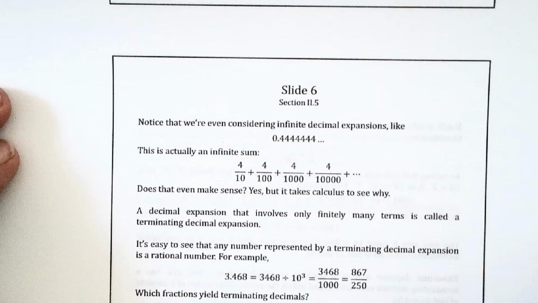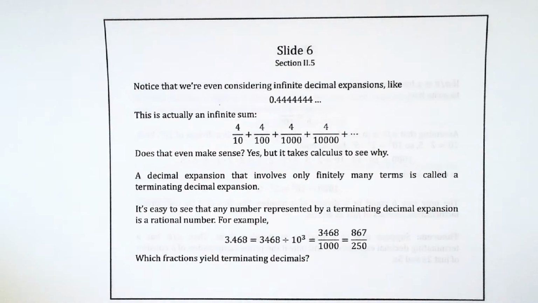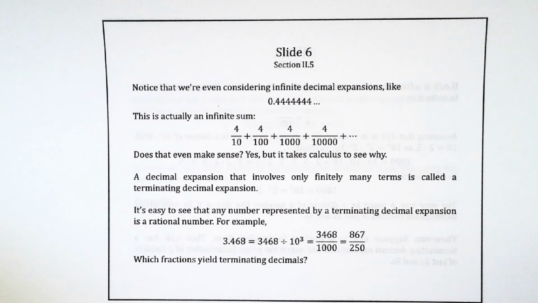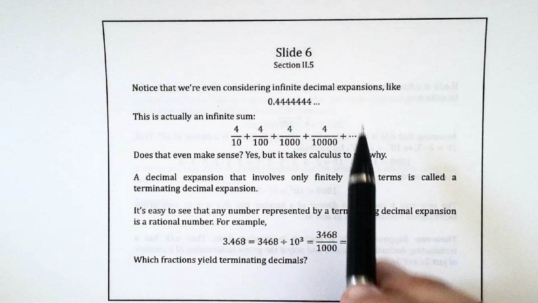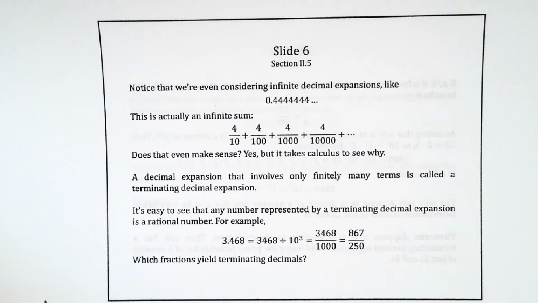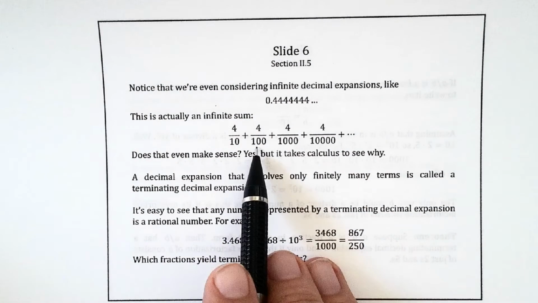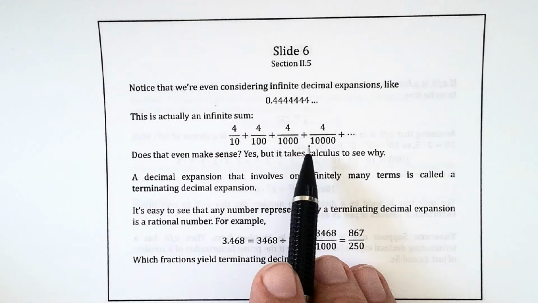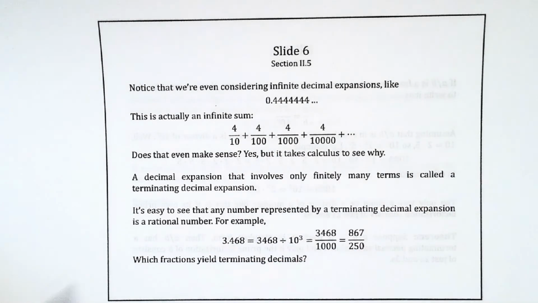Okay, so notice that we're even considering infinite decimal expansions, like 0.44444, where that 4 just keeps going on forever. You're probably used to thinking about things like that because they come up on your calculator, but maybe you haven't really thought about what's involved there. When I write something like that, where the 4's keep going on forever, I'm talking about an infinite sum: 4 tenths plus 4 hundredths plus 4 thousandths plus 4 ten-thousandths, and so on forever.